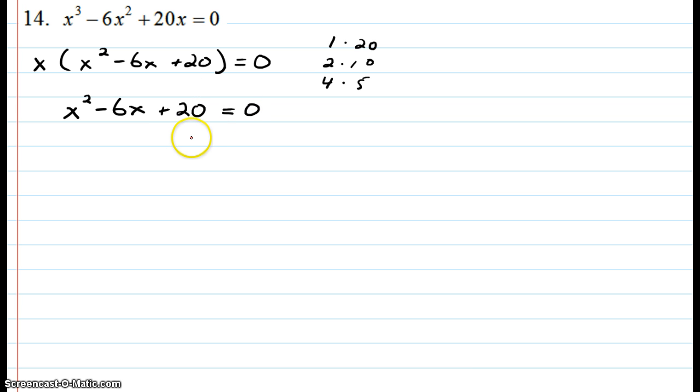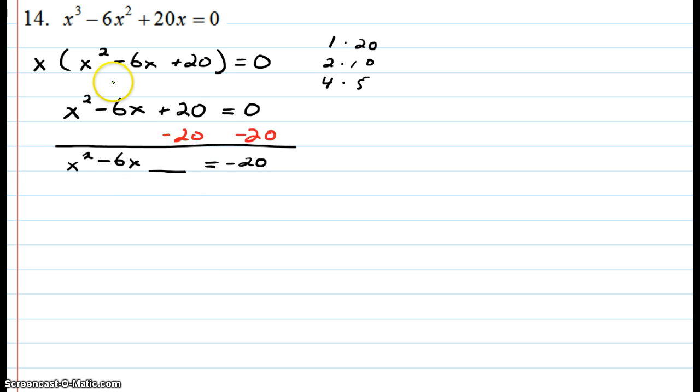Alright, so move the 20 over. And we have x squared minus 6x, leave a space, equals negative 20. So now we complete the square. We look at this, take half of it, so negative 6 over 2 squared. So negative 6 divided by 2 is negative 3, squared is plus 9. So we're going to add 9 to both sides.